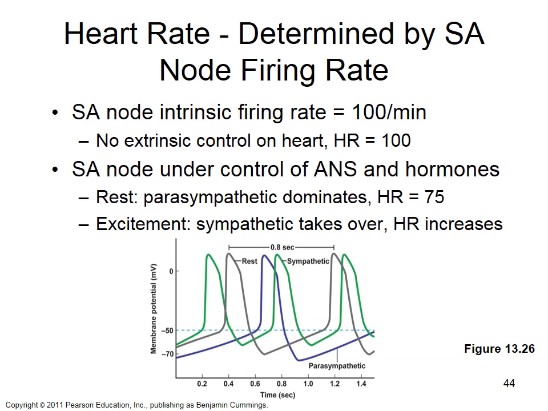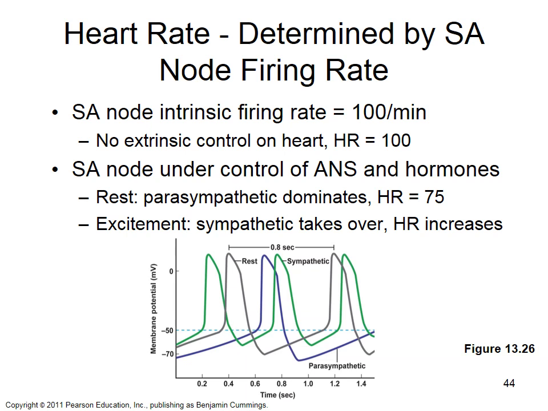So your SA node is under the control of the autonomic nervous system, so sympathetic and parasympathetic, as well as hormones. During rest, your parasympathetic nervous system slows your heart rate, and here it's saying an average heart rate of 75. That's a little high, especially for young people. Closer to between 60 and 70 is where your resting heart rate should be. And then with excitement, sympathetic takes over and heart rate increases.